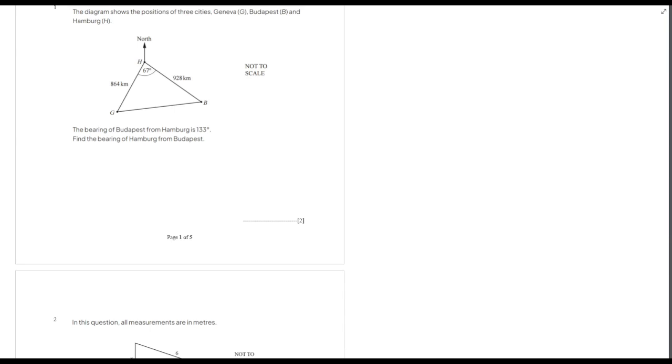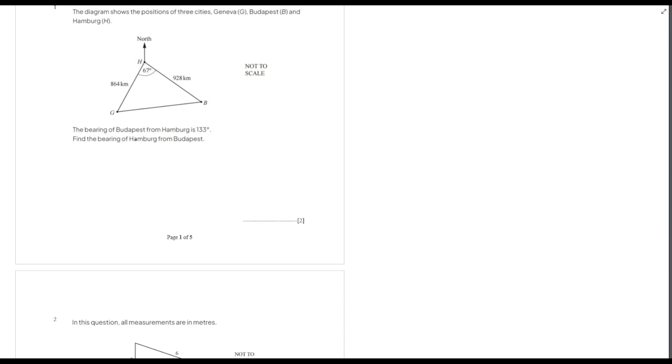Dear learners, here we are going to solve a 20-mark paper for trigonometry. Let us see the first question. The diagram shows the positions of three cities, Geneva, Budapest, and Hamburg. The bearing of Budapest from Hamburg is 133. Find the bearing of Hamburg from Budapest.